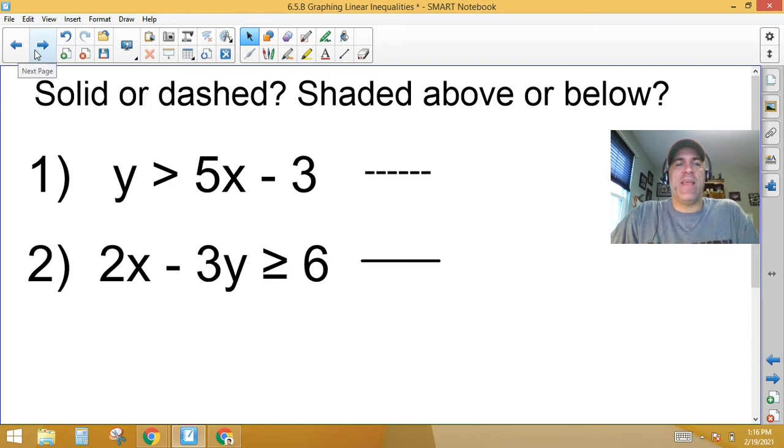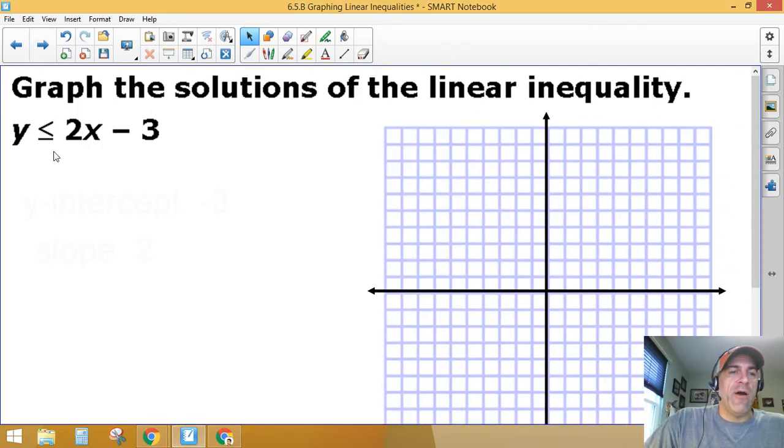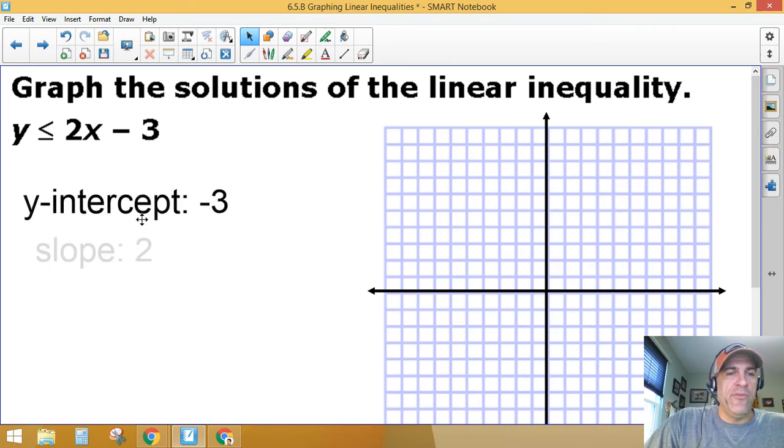Okay, now let's get into actually going through the process of graphing this. So now I have y is less than or equal to 2x minus 3. Step one, we have to put it in slope-intercept form, aka solve for y. Like I said, it's already done for us. So we need to identify the two things. What is the y-intercept and what is the slope? Y-intercept is -3. Slope is +2.